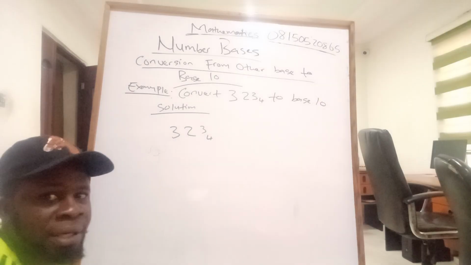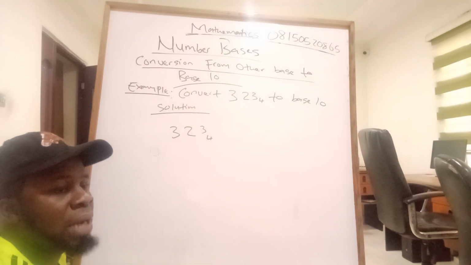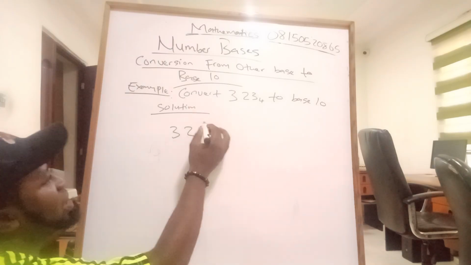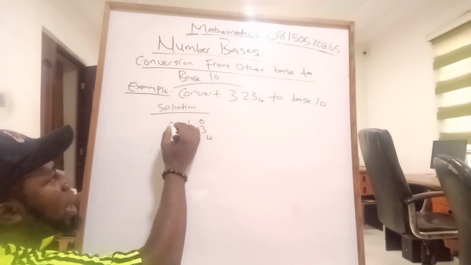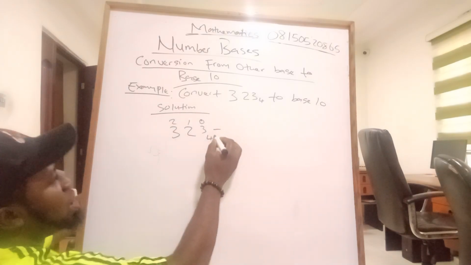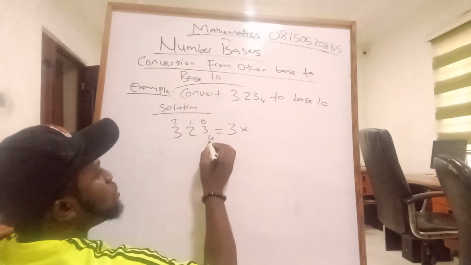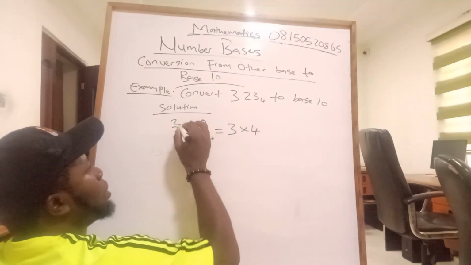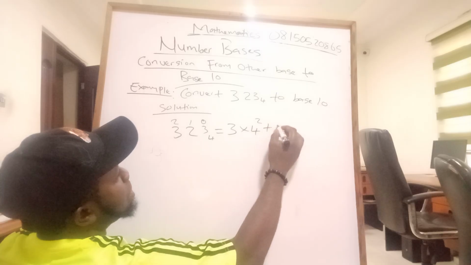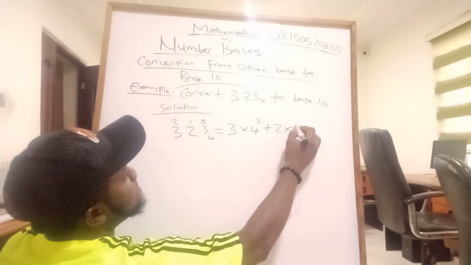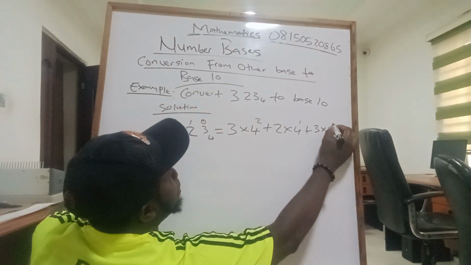Then you start numbering, starting from 0. You start from this place 0, 1, 2, which means this will give us to base 10. You take it. What's the number here? That's 3 times what's the base? 4. The base will be raised to whatever number you have on top. That's 3 times 4 raised to power 2, plus 2 times 4 raised to power 1, plus 3 times 4 raised to power 0.